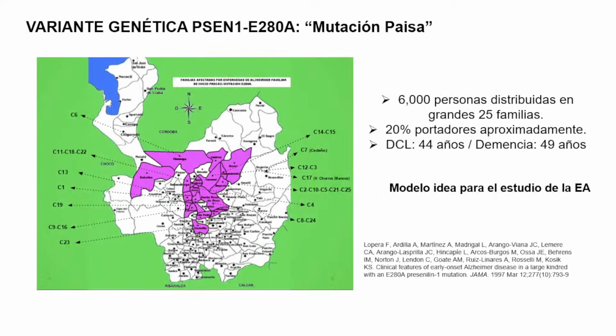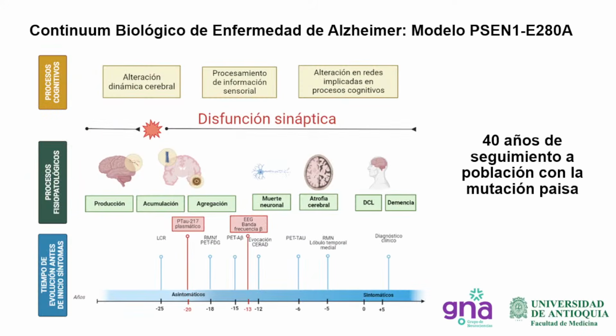Entonces empieza un interés creciente por caracterizar estas poblaciones y por entender las etapas preclínicas de la enfermedad de Alzheimer, y se hizo una caracterización de la población con la mutación E280A, que es la familia más grande del mundo con una única mutación en presenilina 1. Son alrededor de 6.000 personas distribuidas en 25 familias grandes, del cual el 20% son portadores, con una edad promedio del deterioro cognitivo leve a los 44 años y una edad promedio de la demencia a los 49 años, lo que convierte este grupo familiar en un modelo ideal para estudiar enfermedad de Alzheimer. Y es que pasan las etapas preclínicas, lo que llama más la atención, porque el momento cero sería el deterioro cognitivo leve, que es un fenómeno ya clínico, evidente para todos, pero muy tardío.